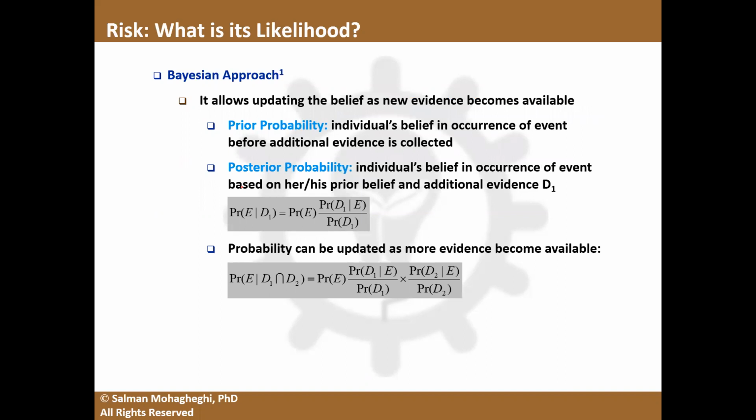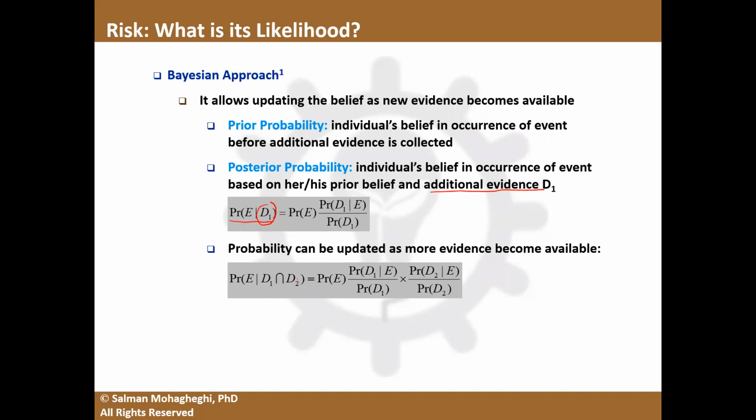Now, in this approach, we often have two types of probability values. One is the prior probability and one is the posterior probability. Prior means, what is your belief as an analyst? What is your belief in occurrence of an event before you have any evidence from the outside world? You don't have any additional knowledge. Posterior, on the other hand, says you now have additional evidence, D1. So what is the probability of that event given you have additional evidence? And interestingly enough, if a day later, an hour later, you have further evidence, D2, you can always adjust it.